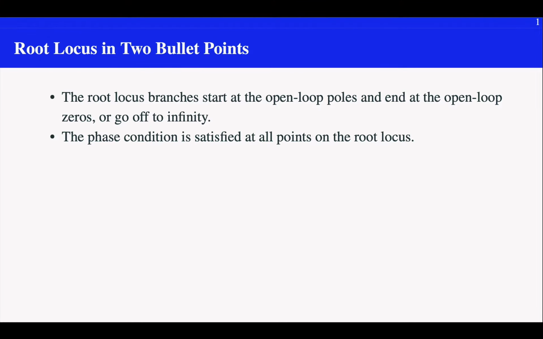In my mind, certainly different people have different numbers of rules that you have to follow when you're sketching, and all of that is mostly fine. It's a little bit too much memorization for my tastes. Ultimately, to me, the root locus boils down to two things. You're going to start at the open loop poles. Each branch will start at an open loop pole and then end either at an open loop zero or go off to infinity. So you got to know where it starts and where it ends, and you got to find the open loop poles and the open loop zeros to do that. And then you got to satisfy the phase condition everywhere on all branches.